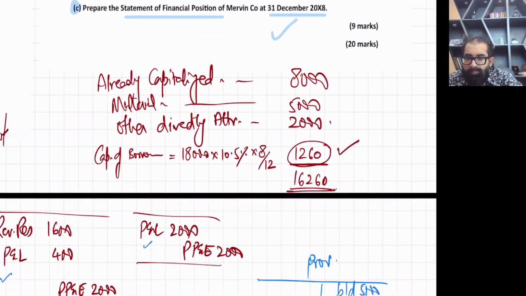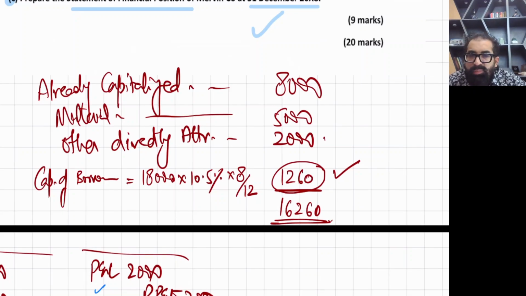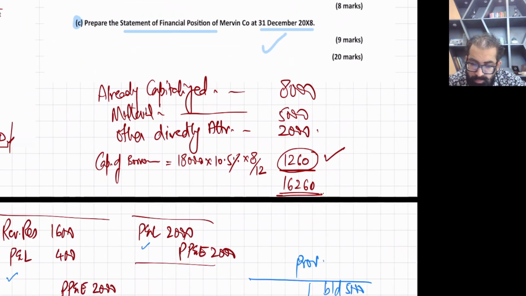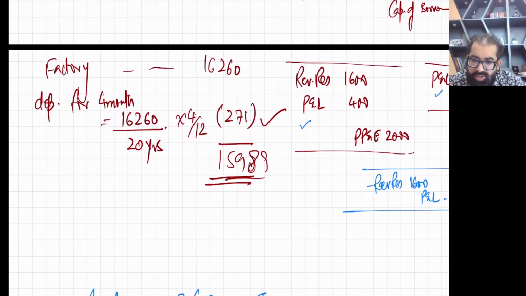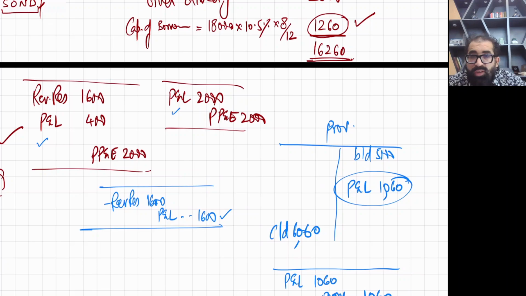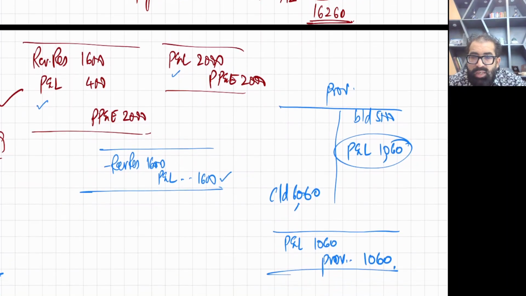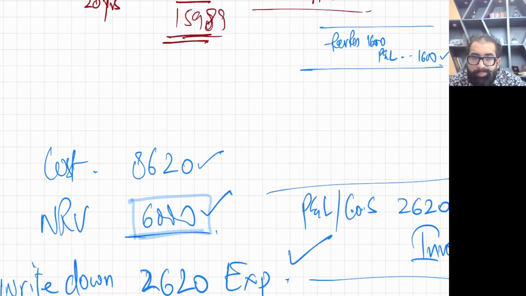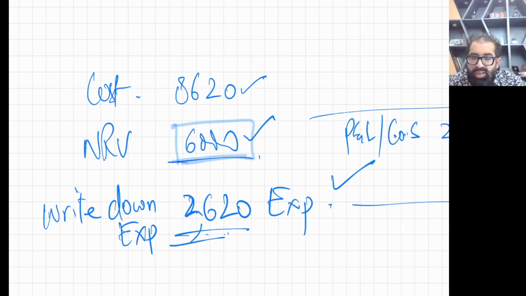Then these are the little adjustments done by me. Obviously, if you want to take a picture of these as well, see this depreciation. This is the impairment error. Then this is the provision thing. And this is the NRV write down. Okay. So now let's move to the Excel part.